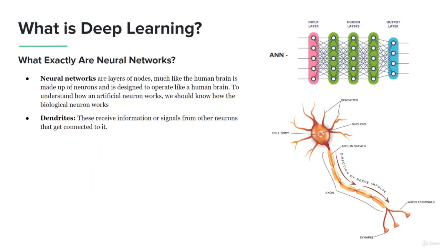Okay, so what exactly are neural networks? You can see at the very top we have the artificial neural network, and right below that we have an actual neuron. Essentially, neural networks are layers of nodes, much like a human brain is made up of neurons, and it's designed to operate like a human brain. So think about that for a moment.